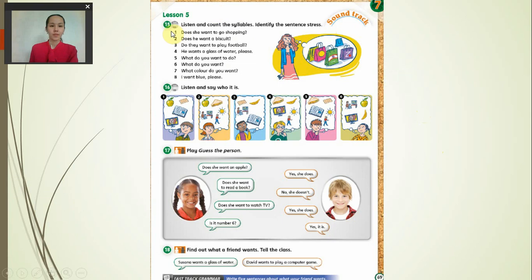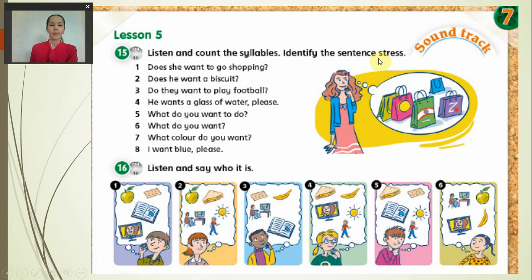Soundtrack. Exercise 50. Listen and count the syllables. Identify the sentence stress. Children, do you know the syllable? Syllable. Listen and count the syllables. Identify the sentence stress. Sentence stress. Find which word and which syllable the stress falls on. Children, let's listen and say how many syllables there are. Are you ready?